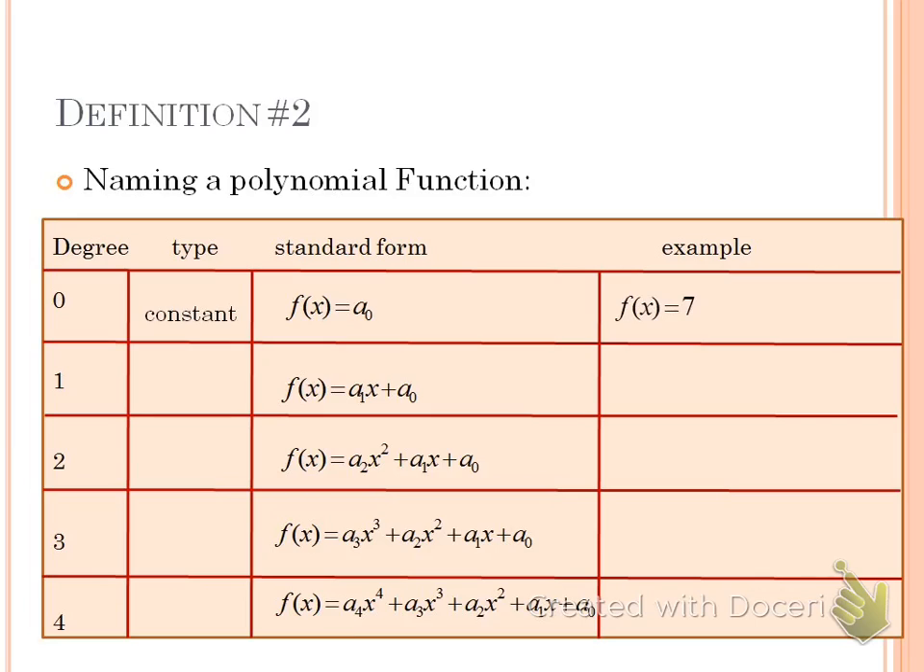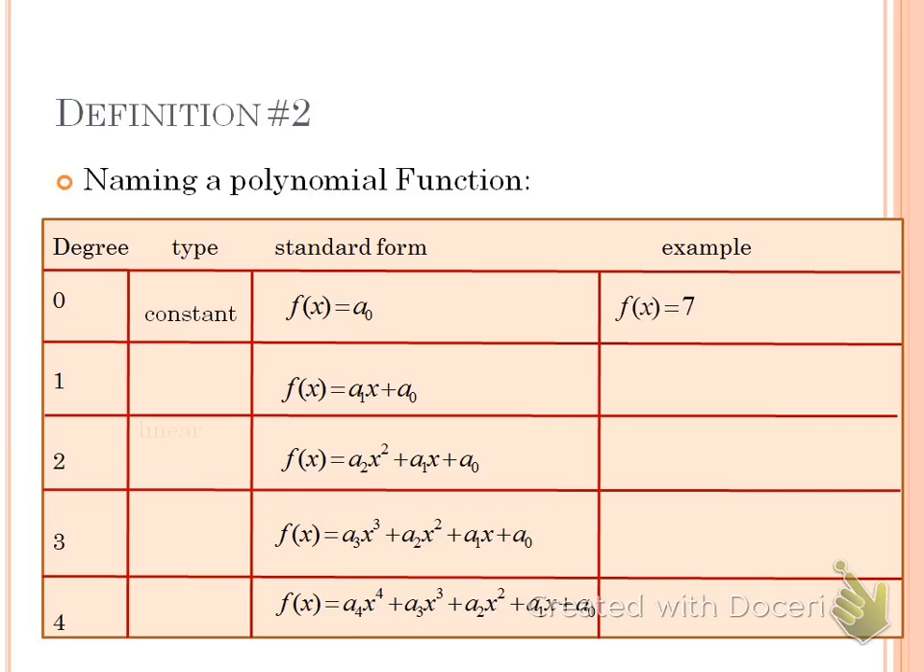So the degree of 0, that means you don't have any x's, because x to the 0 is just 1. So you don't need to write the x's. It's just multiplying a number by 1. So when your degree is 0, it's just a constant term. Like I said, no variables. So an example of that would be f of x equals 7. Remember, the f of x is similar to the y here. So if we were going to graph this, this would just be the line y equals 7.